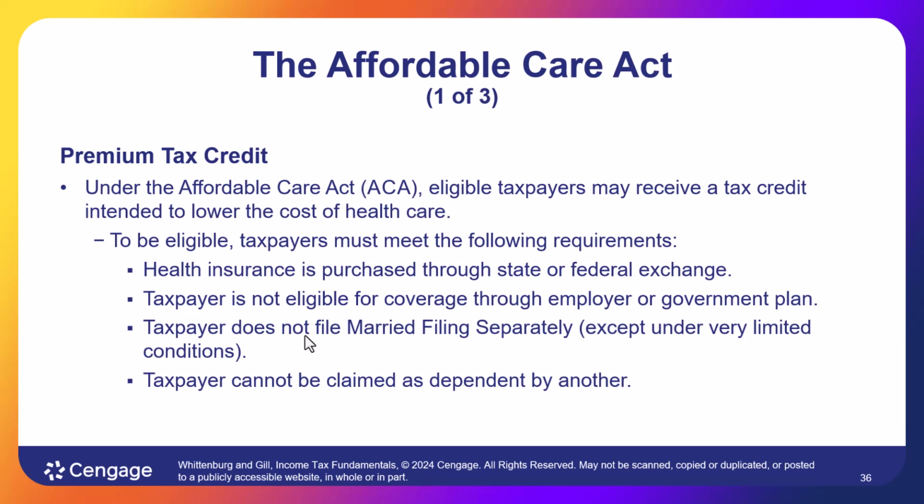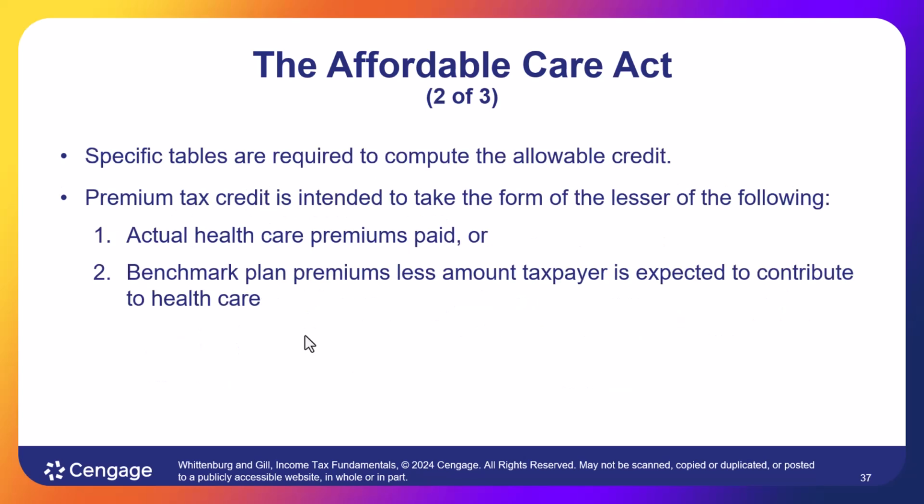The taxpayer is not eligible for coverage through the employer or another government plan like MassHealth or something like that. The taxpayer does not file married filing separately except under very limited conditions, and the taxpayer cannot be claimed as a dependent of another. The specific tables are required to compute the allowable credit. The premium tax credit is intended to take the form of the lesser of the following: actual healthcare premiums or a benchmark plan premium less the taxpayer's expected contribution.